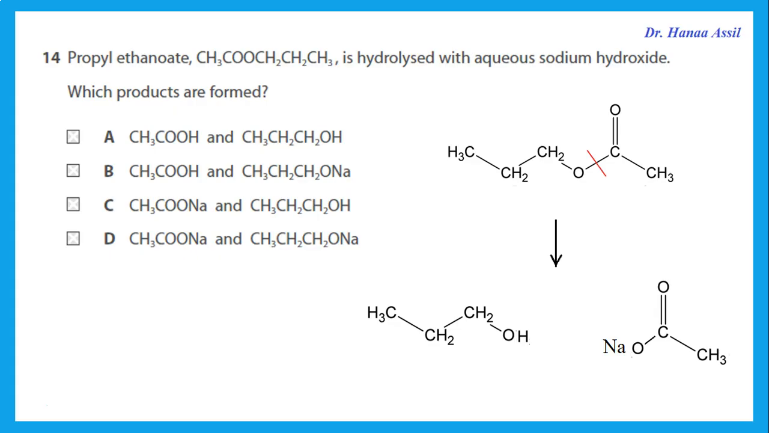So the part that was the acidic part, the C double bond O, O something, that is the sodium salt. So which of these is the correct formula? You can see that this one is the correct formula, the sodium ethanoate and propanol, or propan-1-ol.